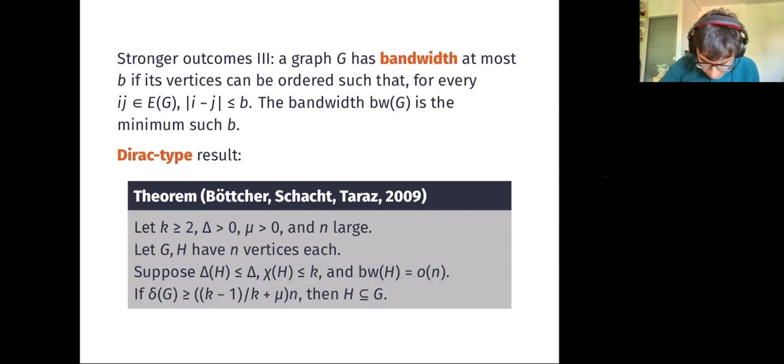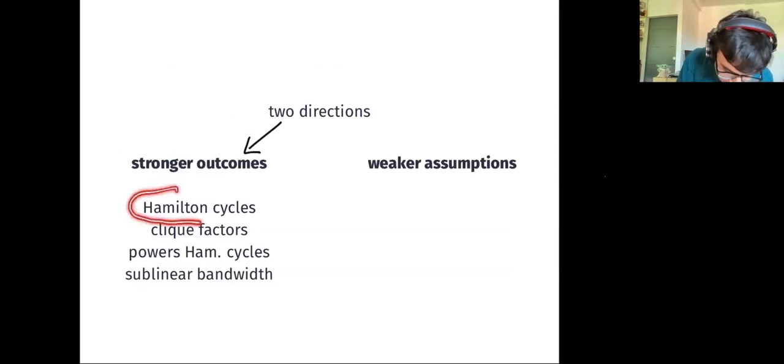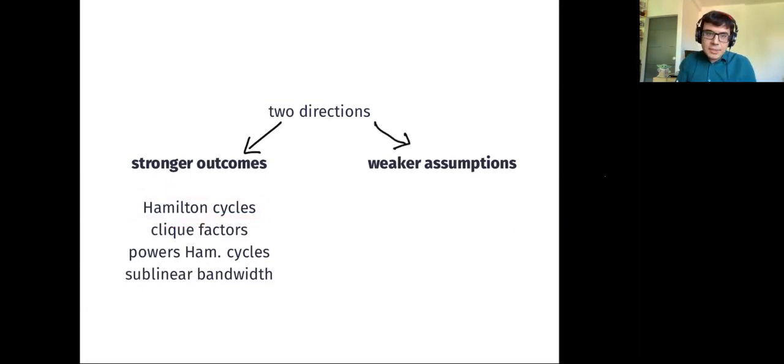Okay, so this finishes my small survey of outcomes. So these are some directions in which you can extend Dirac's theorem. So not only cycles, we can embed clique factors, powers of Hamilton cycles, graphs of sublinear bandwidth. But now let me focus again on Hamilton cycles, and try to focus on how I can weaken the assumptions of Dirac's theorem. So before, I asked that every vertex should have some kind of minimum degree, now I will try to relax these conditions.